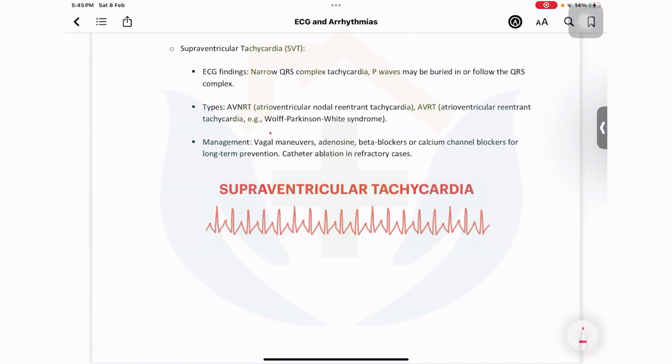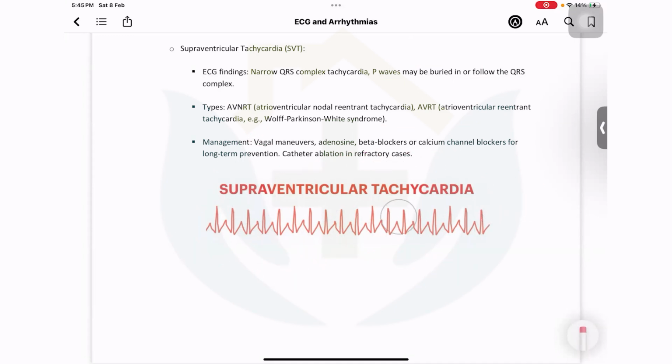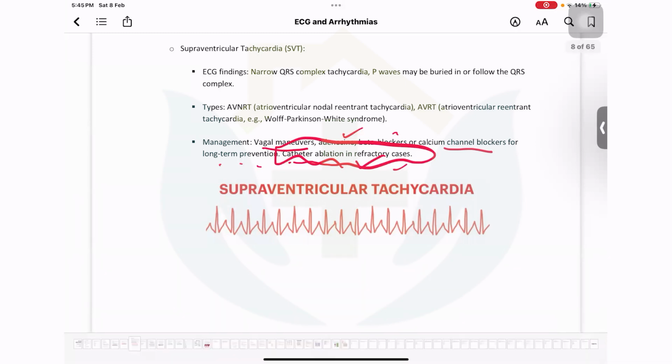Now the treatment for SVT, because I told you these patients usually are hemodynamically stable. It is one of the most benign arrhythmias. Everybody walks into the hospital. Nobody crashes and comes to the hospital, unlike other arrhythmias. So SVT can walk into your hospital. So vagal maneuvers, adenosine, beta blockers, calcium channel blockers, and for long-term prevention, catheter ablation can help. So you can actually burn that area which is throwing SVT.